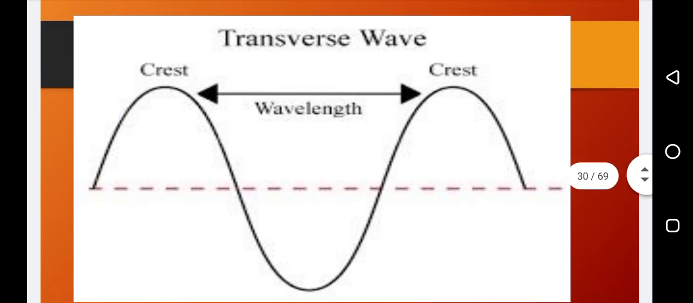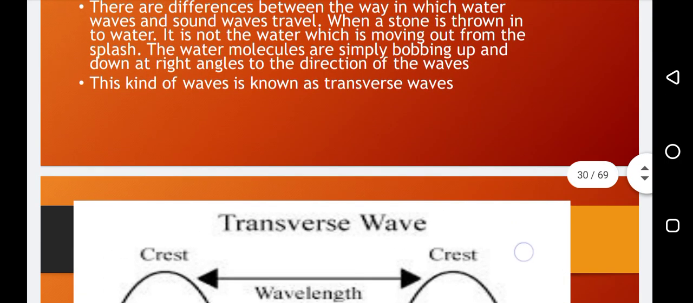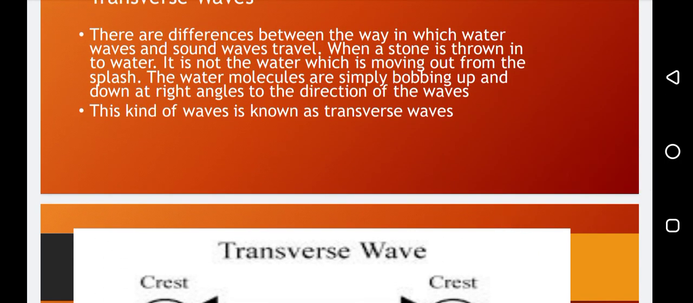The upward movement of the water is known as the crest, while the downward movement, which is below the dotted line, is called the trough. Clear? And the distance between the two crests is known as wavelength. So the water moves in that direction, in the crest and in the trough, at the right angle to the direction of the waves.